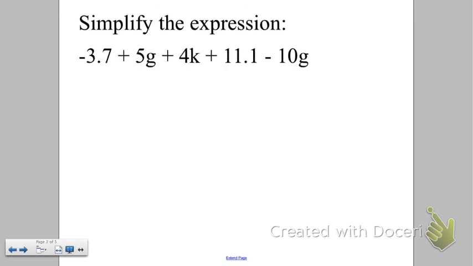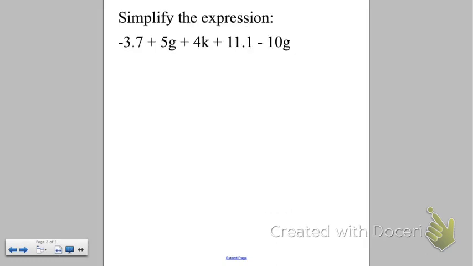The second question. Simplify the following expression: -3.7 plus 5g plus 4k plus 11.1 minus 10g. Take a second to copy down the question.